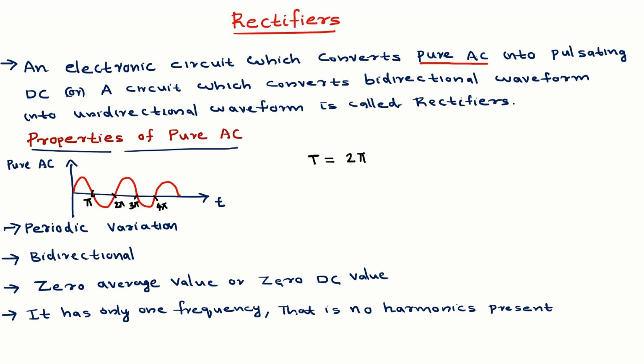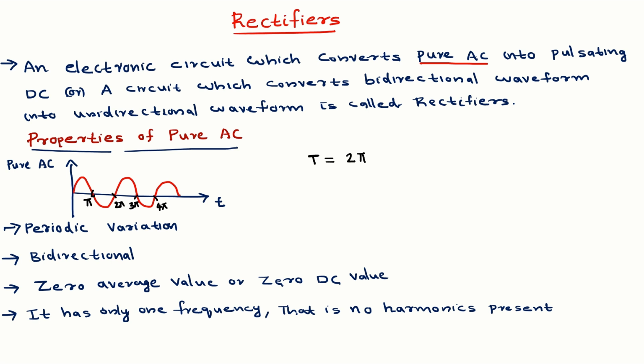And the next one is bidirectional. Bidirectional means the waveform has both negative values and positive values. In this figure, the waveform has a negative half cycle as well as a positive half cycle, so it has both negative and positive values. Then we can say the waveform is bidirectional. So in the figure I can understand that this is a bidirectional waveform.